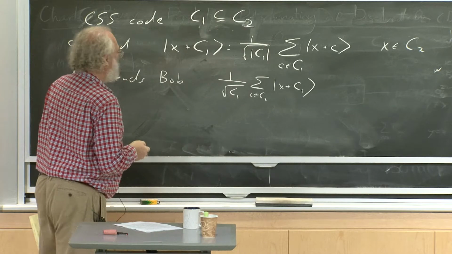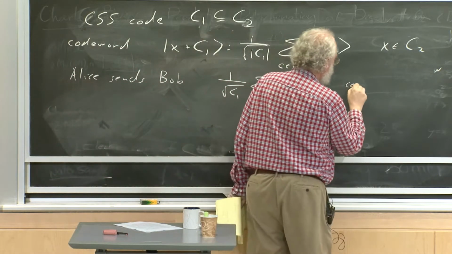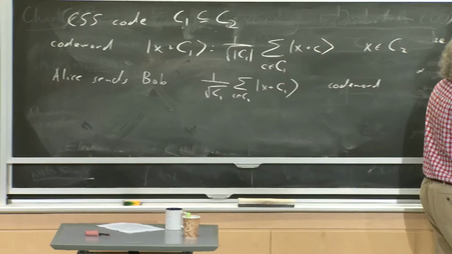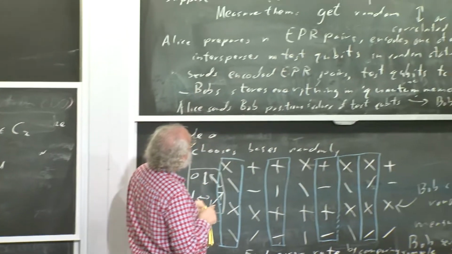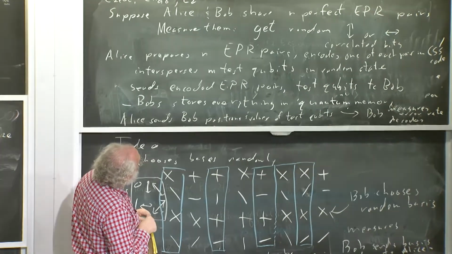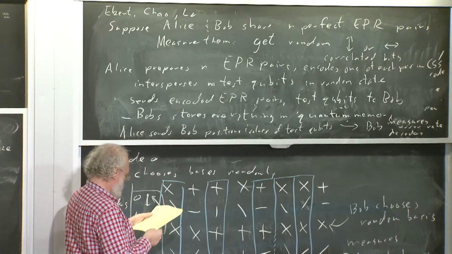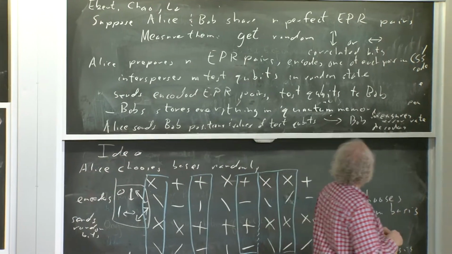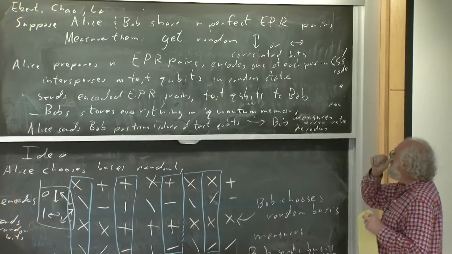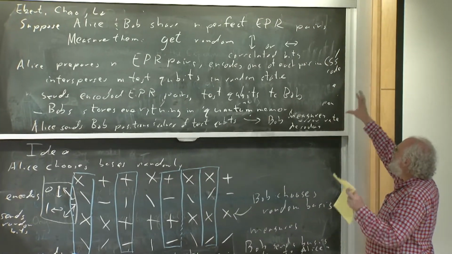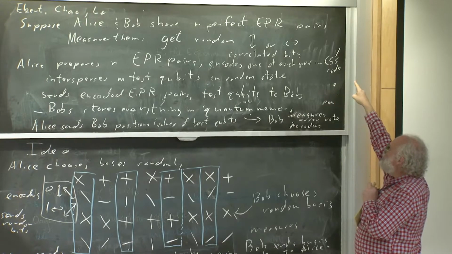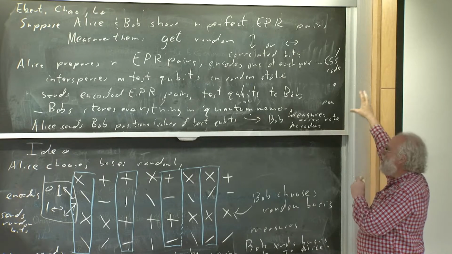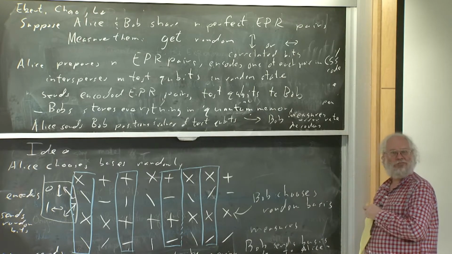Okay. For the code word, actually, maybe we should do something first. So Alice and Bob share n perfect EPR pairs. Alice prepares them, encodes them, and sends them over, and then Bob decodes it and measures it.